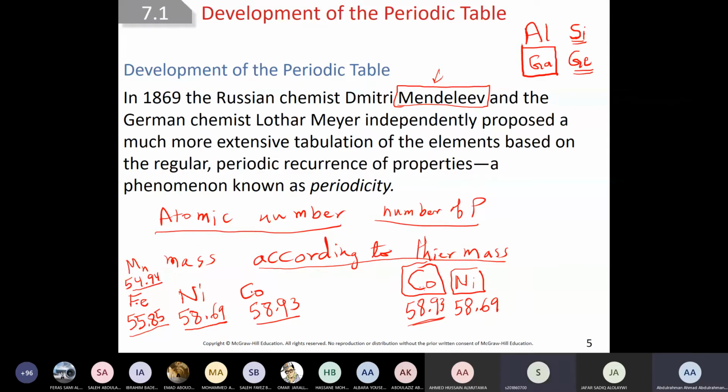When Mendeleev came, he said no, nickel is similar to palladium and platinum, and cobalt is similar to rhodium and what's under rhodium? You have the periodic table. What's under RH? IR. All right. So he said cobalt, even though it has higher mass, should come before the nickel in this order. And that's another good discovery by Mendeleev.